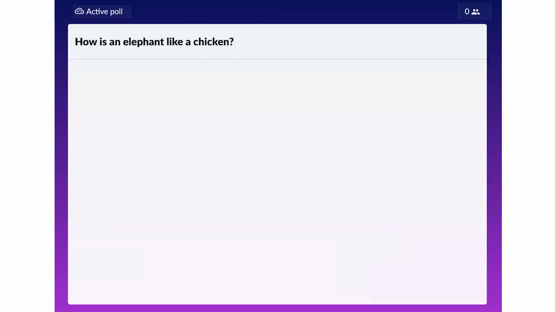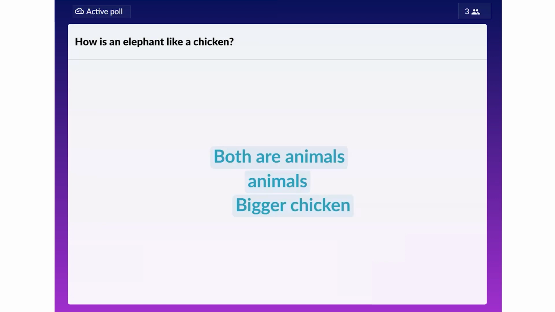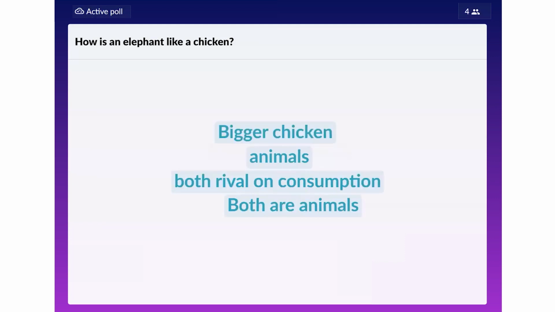All right, so how is an elephant like a chicken? Or think about what kind of good an elephant is. Is it rival in consumption or not? Is it excludable or not? Yeah, and so on. Bigger chicken, yeah.